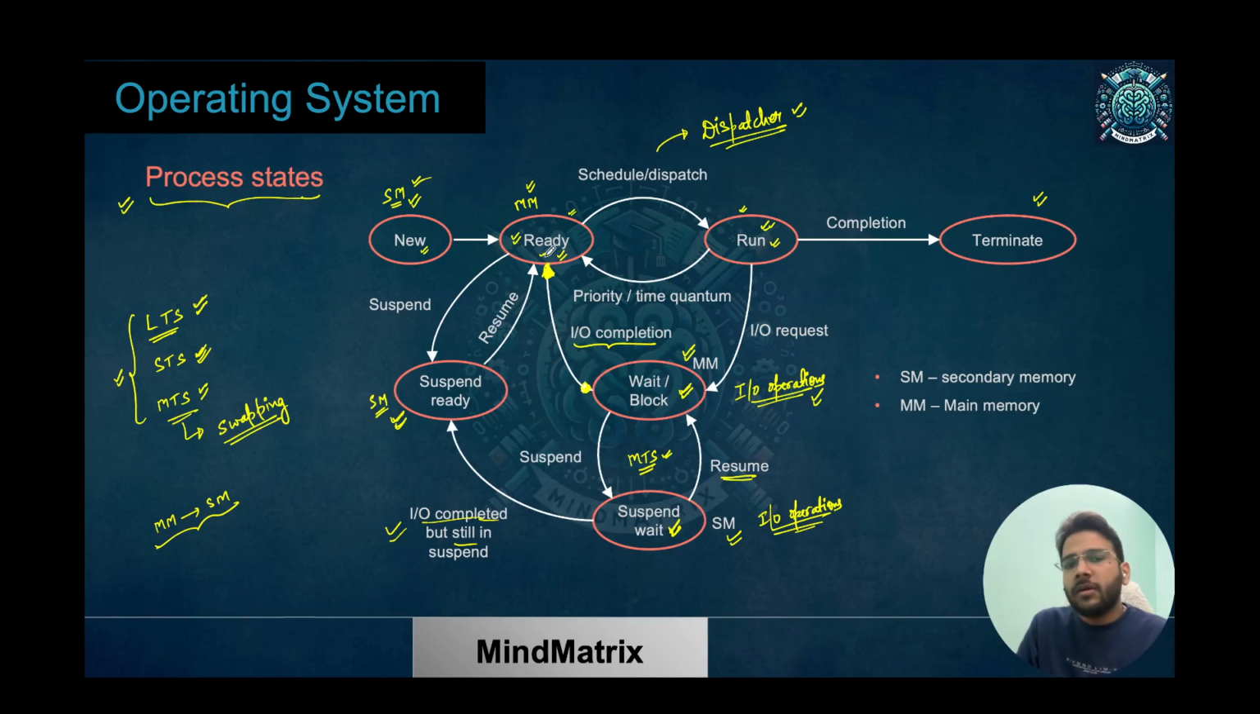Now, one more thing you can observe here, that from the ready state, let's say you have many processes present in the main memory. Now, if you want to free the main memory, then you can shift the processes from the ready state directly to the suspend ready state as well. That means you can shift the process from main memory to secondary memory. So we can suspend the processes. Clear? And then again, if you want some processes, those which are present in the suspend ready, you can take back to the ready state, so you can resume them. Clear? So this is the flow.